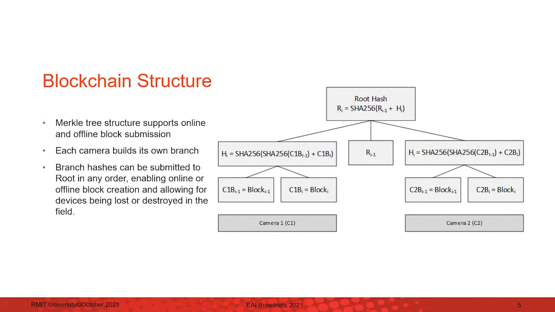The blockchain structure itself is based on some of our previous work. It's a basic Merkle tree structure with individual branches for each camera. What this means is that each camera can submit blocks to the Merkle tree structure out of order, so there's no requirement for any one camera to be submitting blocks in sequence with another camera or in any kind of coordination with another camera. And this is important because if a camera is lost or stolen or damaged out in the field and its blocks have already been submitted, this could potentially invalidate further blocks from other cameras if there were some relationship, which we've tested in the past.